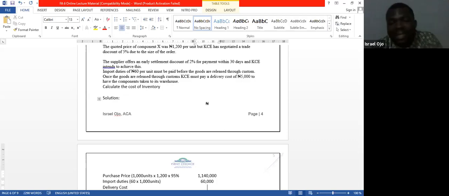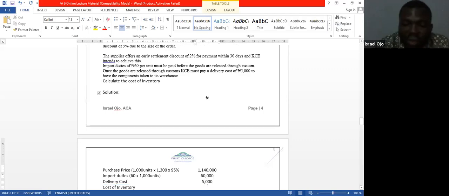Now, adding these things together will give us our cost of inventory, and that's 1,205,000. That's the cost of our inventory. It is this amount that we are going to recognize, or use to value the inventory under our current assets. So under our current assets, the figure that you will be seeing is 1,205,000.